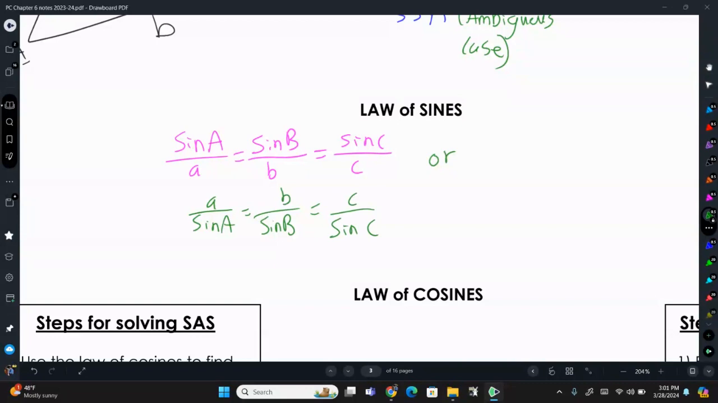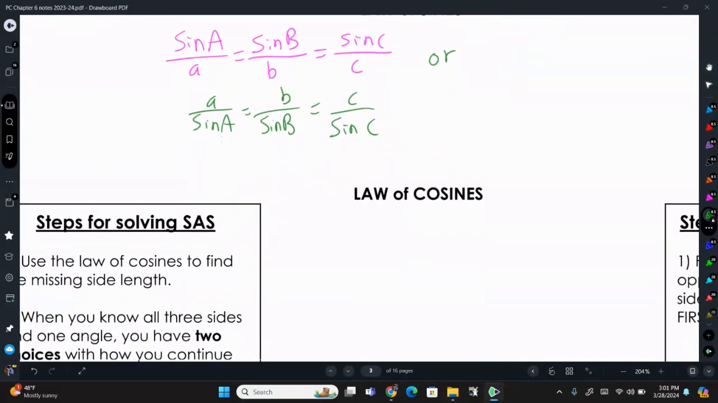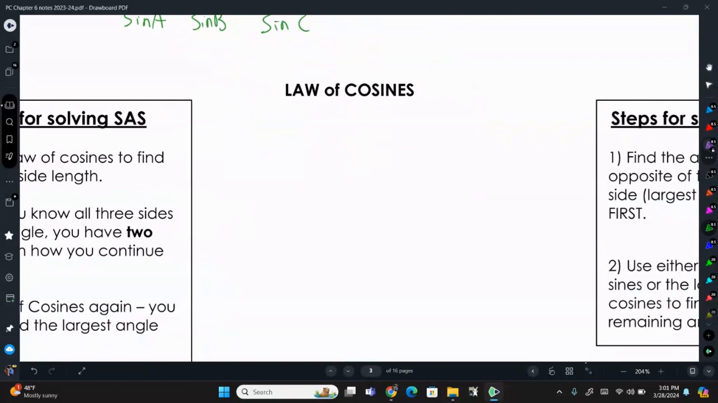Law of cosines is a little bit more involved because you have options. So law of cosines looks a little bit like the Pythagorean theorem, where a squared, remember lowercase a is the side length, is equal to b squared plus c squared minus 2bc times the cosine of angle A. So that means we would have to know what sides B and C are and what angle A is to use that.